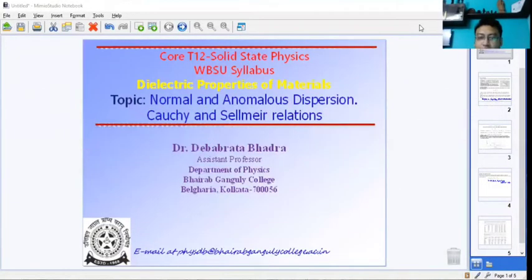Today we are going to discuss normal and anomalous dispersion and the related Cauchy and Sellmeier relations. From the optical properties of a material, we know it changes or affects the characteristics of light passing through it by modifying its propagation vector or intensity. Two of the most important optical properties are the refractive index n and the extinction coefficient k, which are generally called the optical constants.